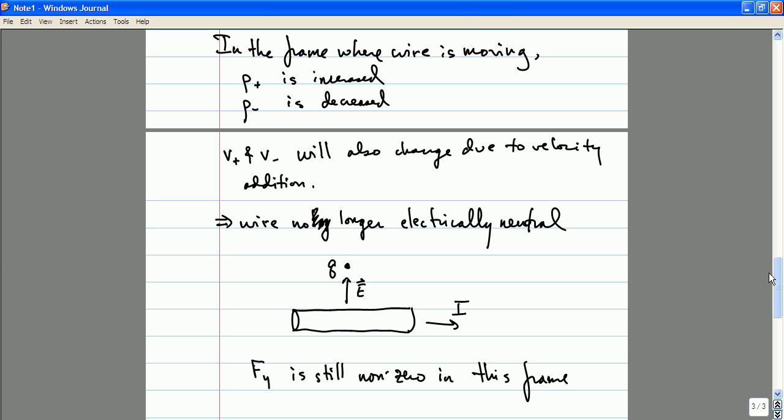So just consistency with the basic principle of relativity tells you that there must be some electric force present, because a magnetic force does no work. It will never act on an object that doesn't already have its own velocity. So you know that there has to be an electric force present. So even though the wire appears electrically neutral in one frame, it's not going to appear electrically neutral in another frame.